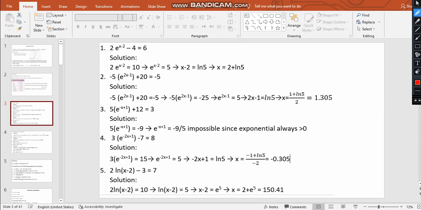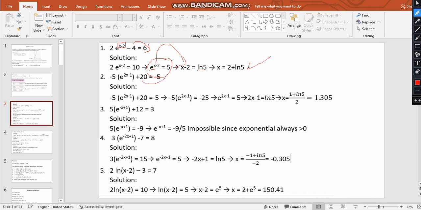So if you want to solve for x, here you can see that the power of x is above the exponential. So we need to introduce ln to find it. First of all, you take the 4 to the other side. 10 over 2 is 5. So x minus 2 equal inverse of e is ln of the answer 5, and x will be 2 plus ln 5. If you want to write it in decimal, you can use your calculator.